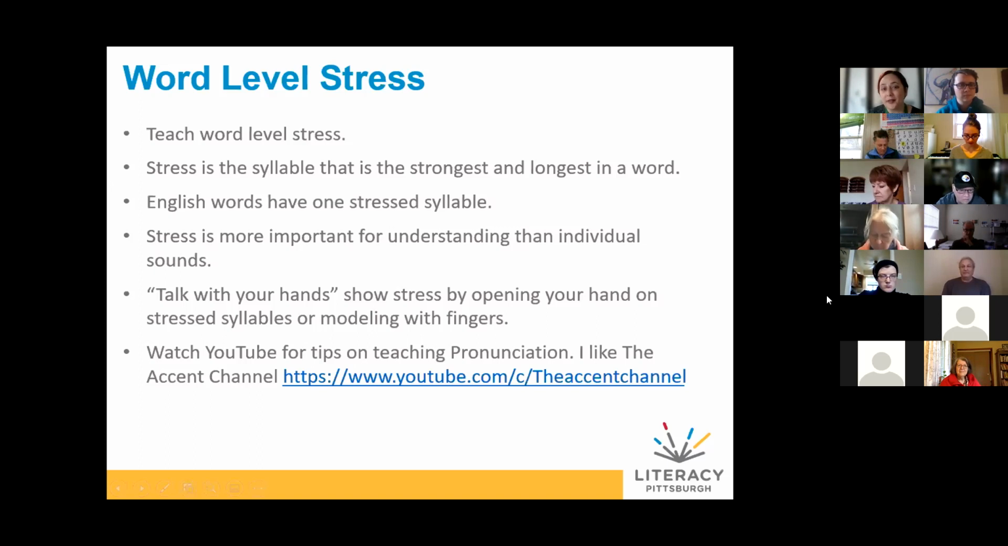Stress is more important for understanding than individual sounds. They can make mistakes with the individual sounds, but if the stress is correct, they'll more likely be understood.